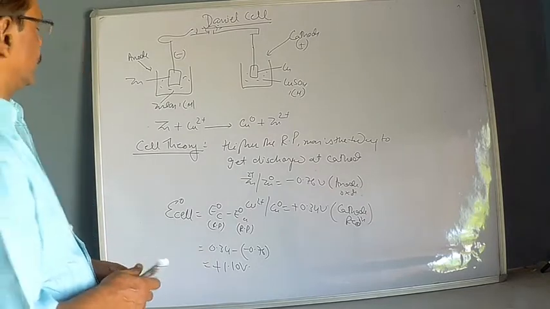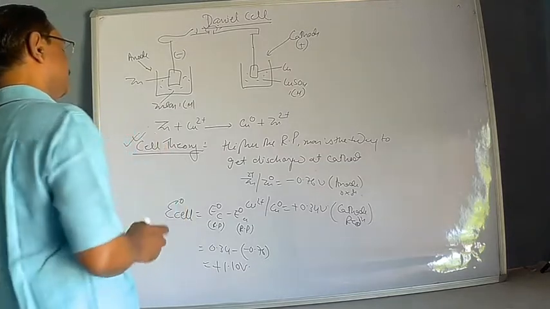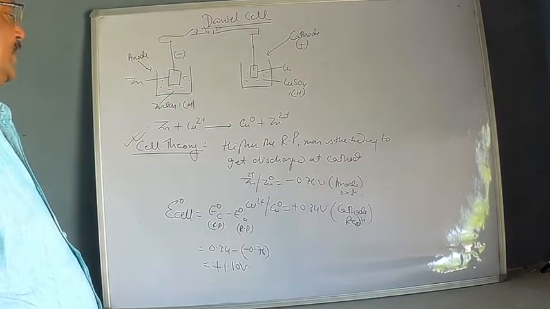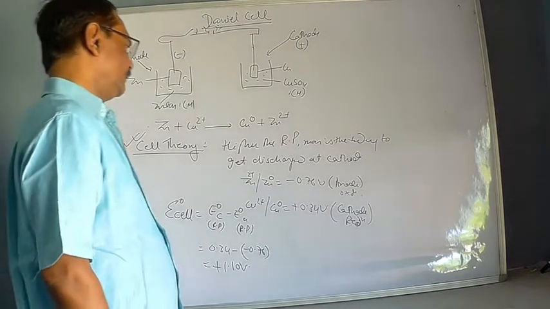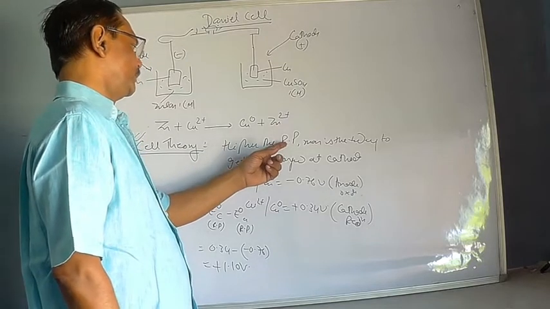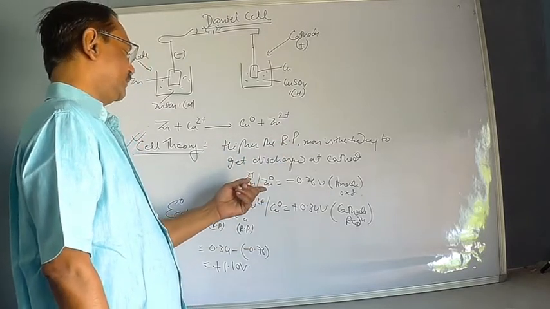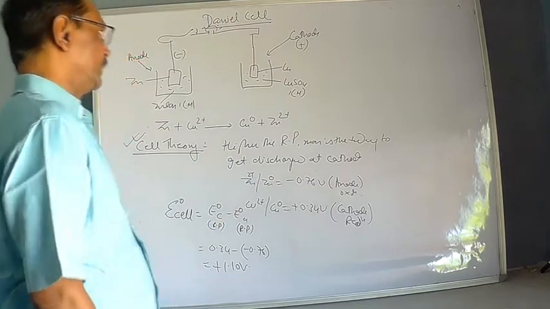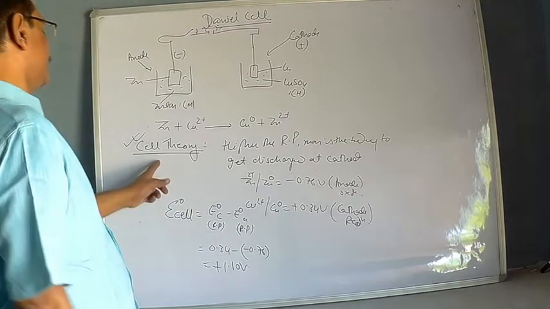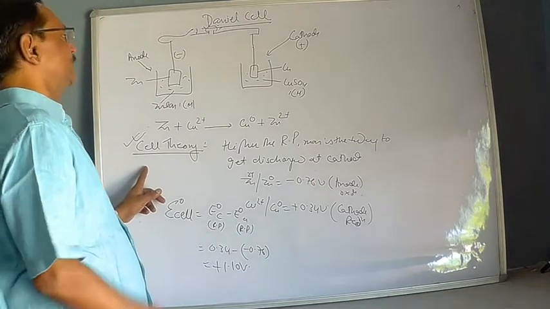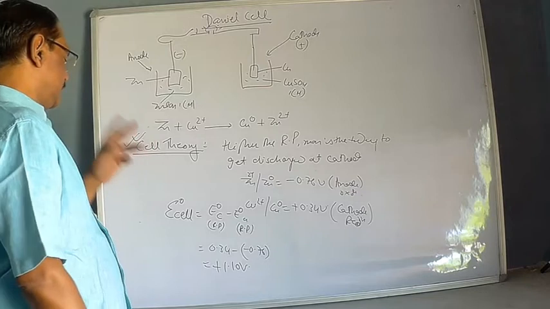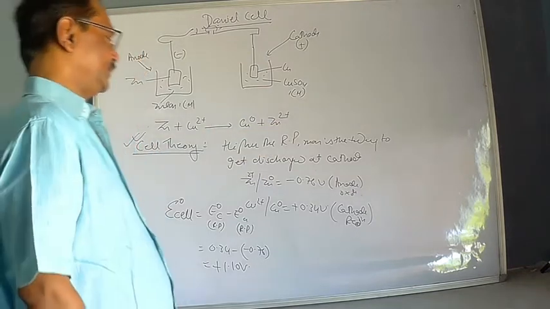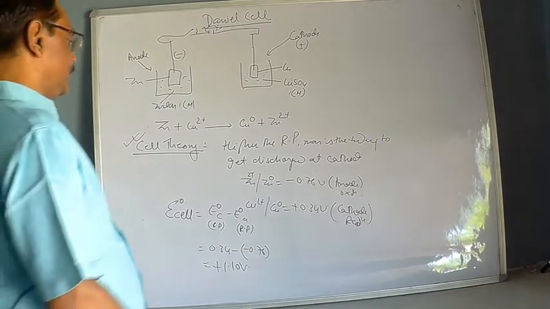So you are supposed to remember this very, very important thing, that is cell theory. Higher reduction potential, more the tendency to get discharged at cathode. So if the higher reduction potential is going to be reduced at cathode, then obviously the lower reduction potential is going to be oxidized at anode. These are basic fundamentals. If you forget this, then it will be very hard to understand the entire electrochemistry. So again, focus on remembering this point: higher the reduction potential, more the tendency to get reduced at cathode.